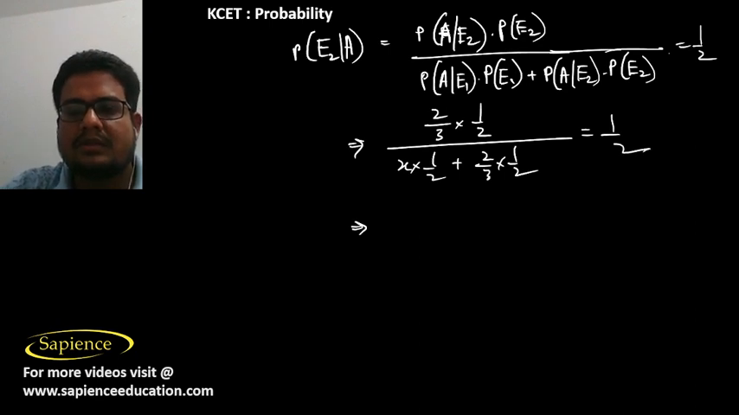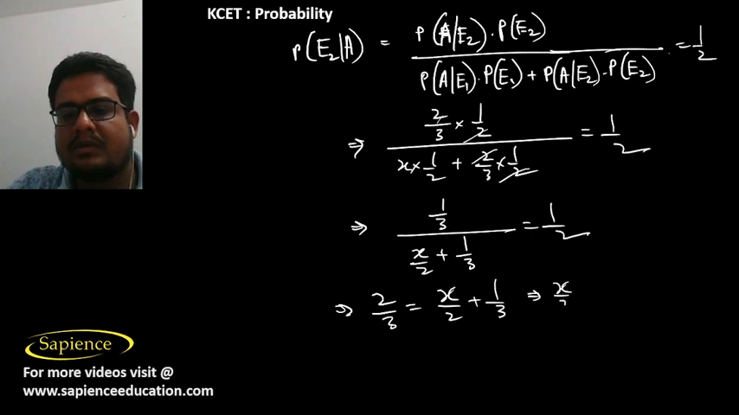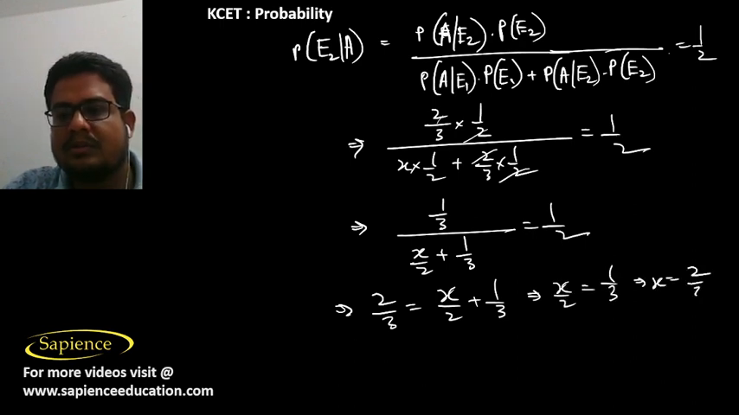So therefore I can say that 1 by 3 divided by x by 2 plus 1 by 3 is equal to half. Therefore 2 by 3 is equal to x by 2 plus 1 by 3. Therefore x by 2 is equal to 1 by 3. Therefore x is equal to 2 by 3.